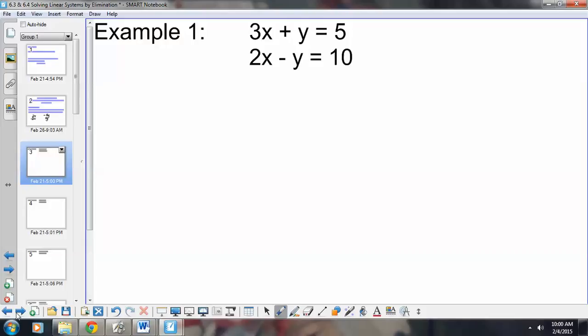Yes. Don't we have a positive y and a negative y? If I add those two together, isn't it going to give me 0? Absolutely. And that's what we do in elimination. We add the two equations. We line them up and we add them. Line up your x's, your y's, and your constants. Now add. 3x plus 2x is 5x.